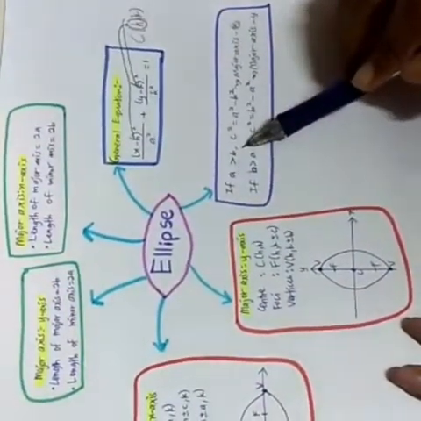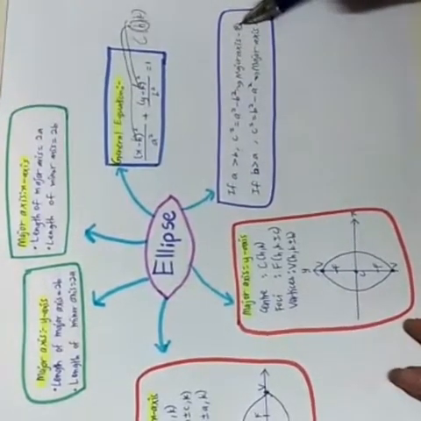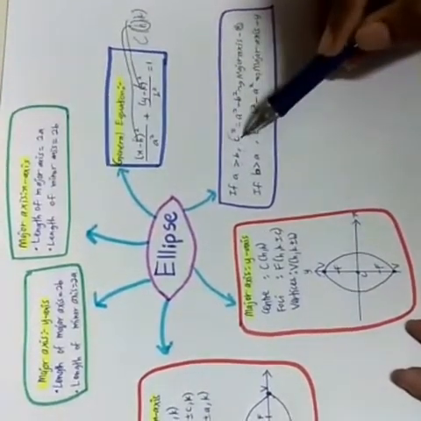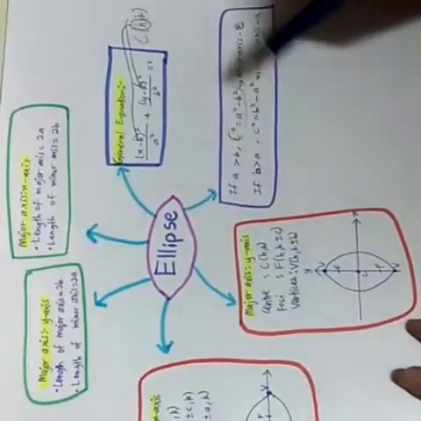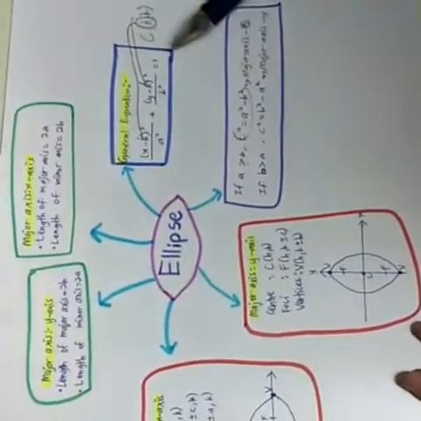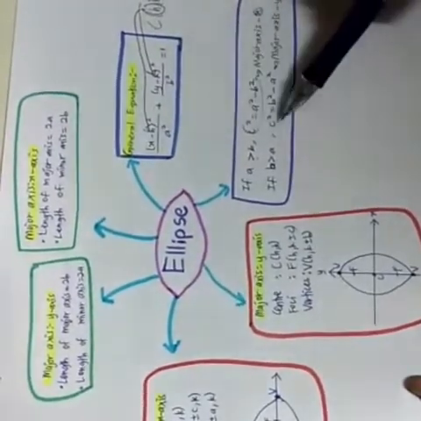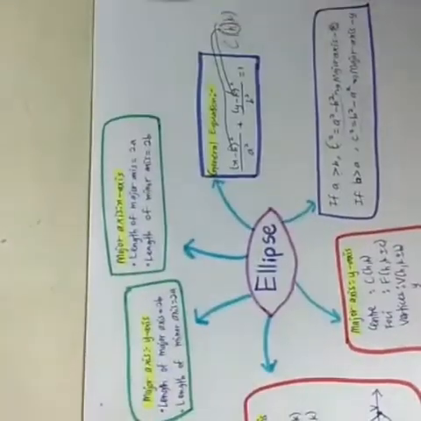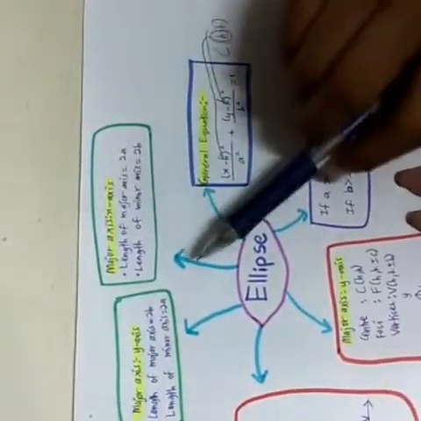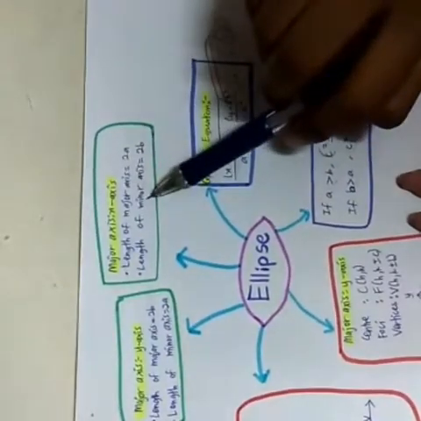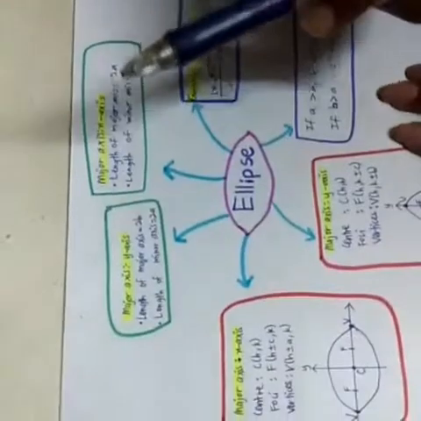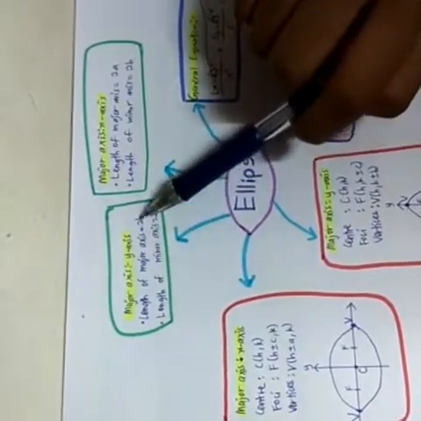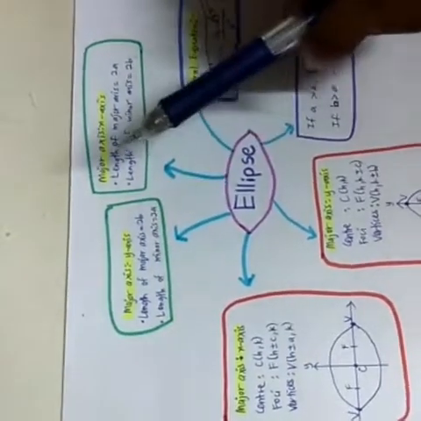If a more than b, so the major axis will be x. If b more than a, major axis will be y. To find c, we must use the formula c square equals to a square minus b square if a more than b. If b more than a, we must use c square equals to b square minus a square. If major axis is x axis, the length of major axis will be 2a and for minor axis will be 2b. If major axis is y axis, length of major axis will be 2b and minor axis is 2a.